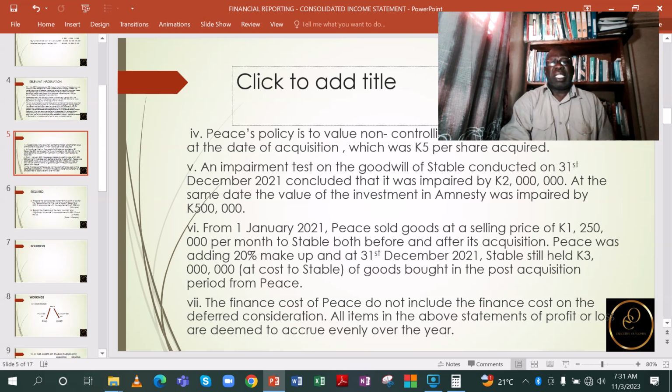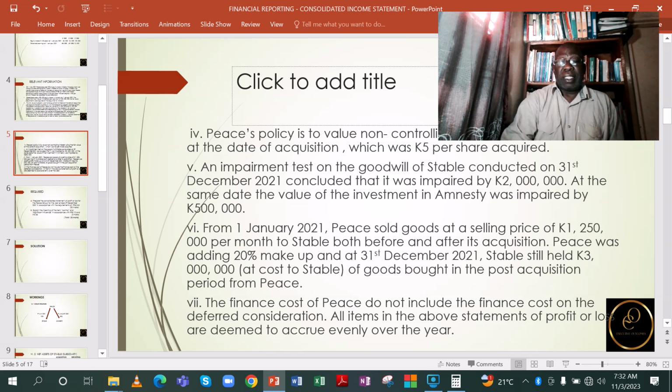So what implications do we have here? Peace and Stable are members of this group. So Peace sold to Stable, which is an entity within the group. So the profit which Peace was adding here did not get realized, because these goods, 3 million worth of them, did not get sold to some entity outside the group. So the Peace profit is unrealized. We have to take it out from the figure of profit, because it's not realized. So the question is, how do we get this unrealized profit? Here is the trick.